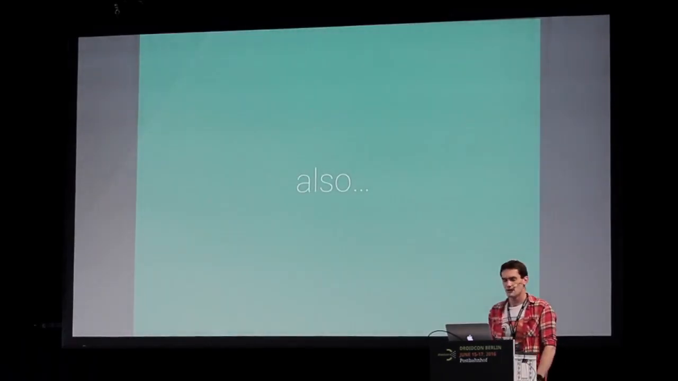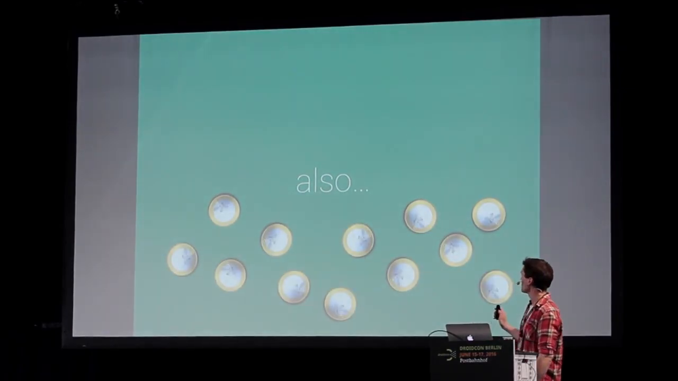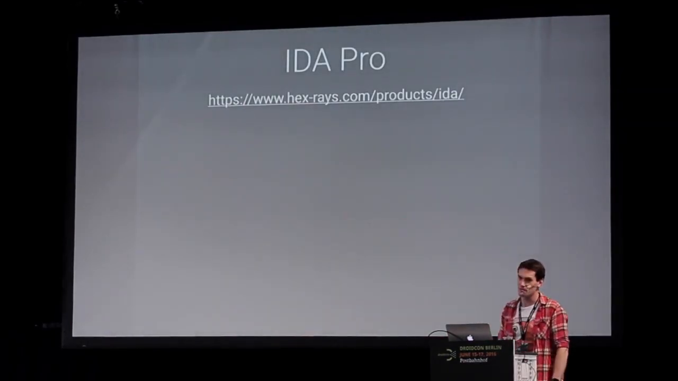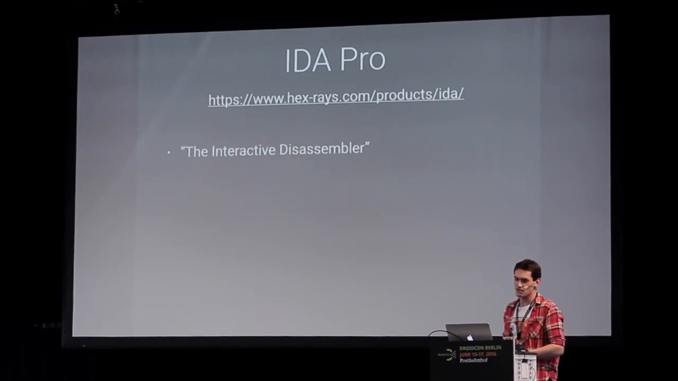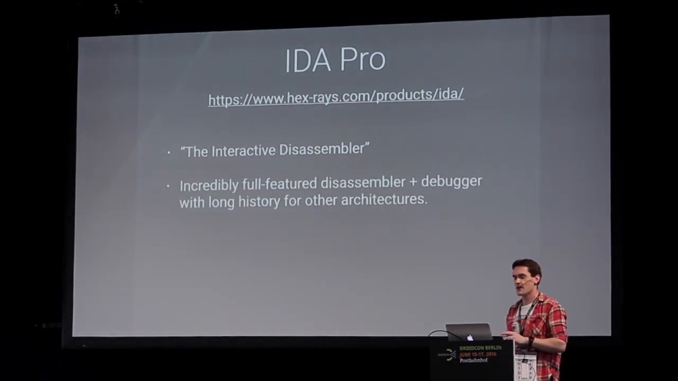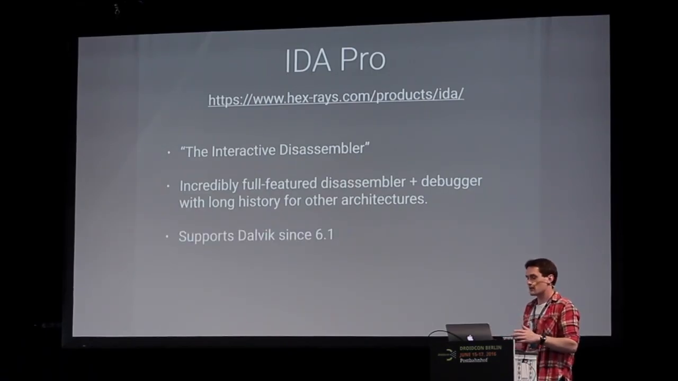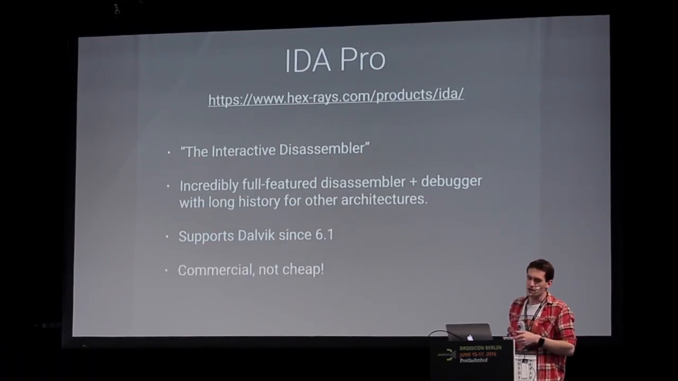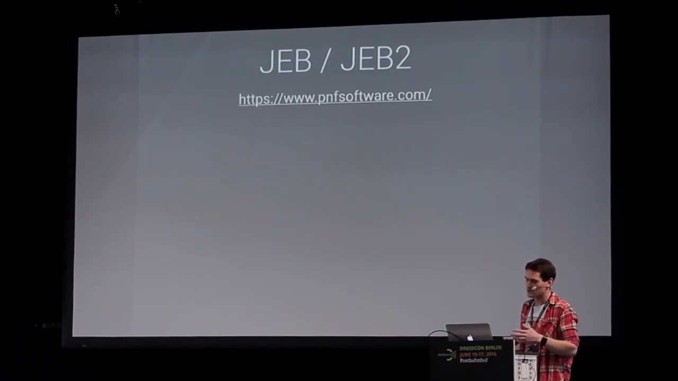Finally, if you're kind of rich, there are things like IDA Pro, which has been around forever. It's called the Interactive Disassembler, and it goes way, way back. It's more known as a general reversing tool. It's very expensive, but it has a fully featured disassembler and debugger, and it's always supported loads of stuff, x86 type stuff, but it actually supports Dalvik since version 6.1, so you can use this on Android apps. But you probably have to be kind of serious about it to start using this, because it is a commercial product and it's not particularly cheap.